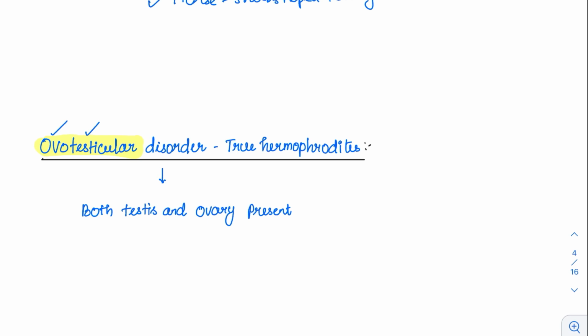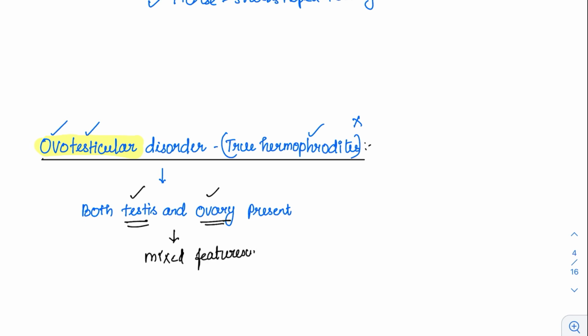They were initially called true hermaphrodites, but this term is completely not used these days. We use only the term disorders of sexual development. Both the testes and ovary can be present in this particular person. So what will be the features? The features will depend upon the dominance of these two structures, whichever is functional. Depending upon that, the person will have mixed features.